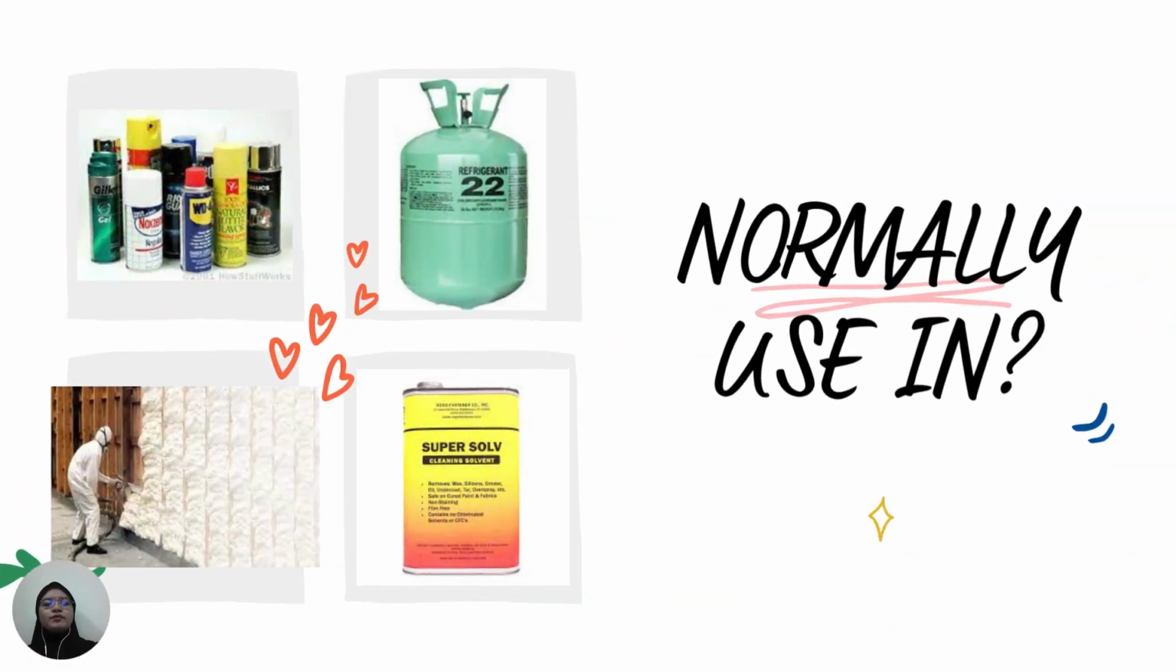So where are they usually used in? They are normally used in the aerosol spray can that we use to kill some pests like mosquitoes and ants. Also, they are used as refrigerants. They are always found in the air conditioner and in the refrigerator. They are also used in the making of foam and plastic bags. And lastly, they are also used as solvent.